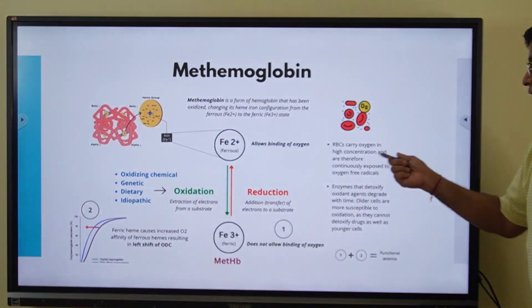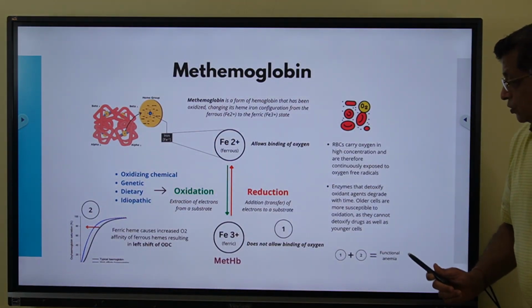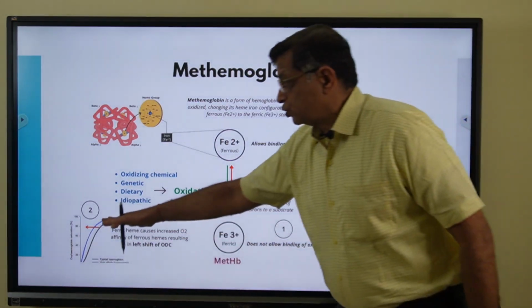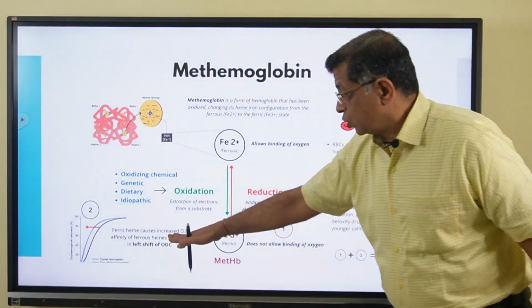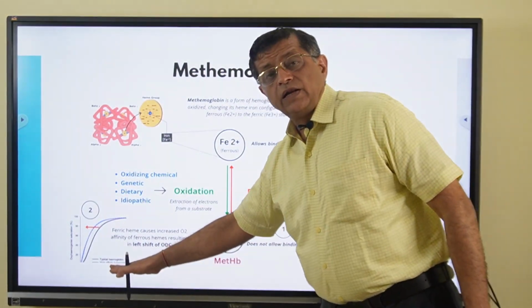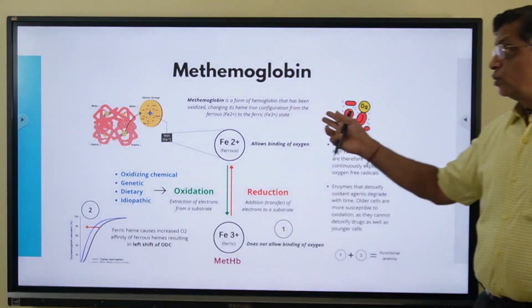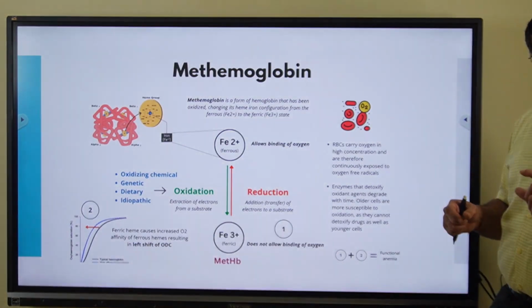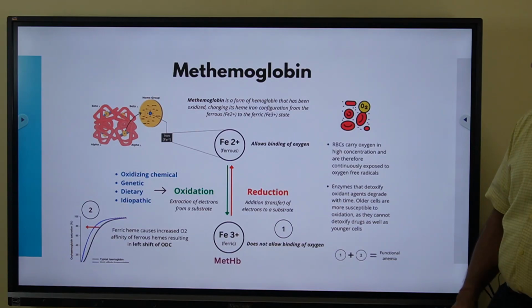RBCs carry oxygen in high concentration, therefore continuously exposed to free radicals. So this is how the oxygen dissociation curve is shifted to the left. Ferric heme causes increased O2 affinity of ferrous hemes, resulting in left-sided shift of the oxygen dissociation curve. So methemoglobin is also detected by ABG machines which have these electrodes in them.